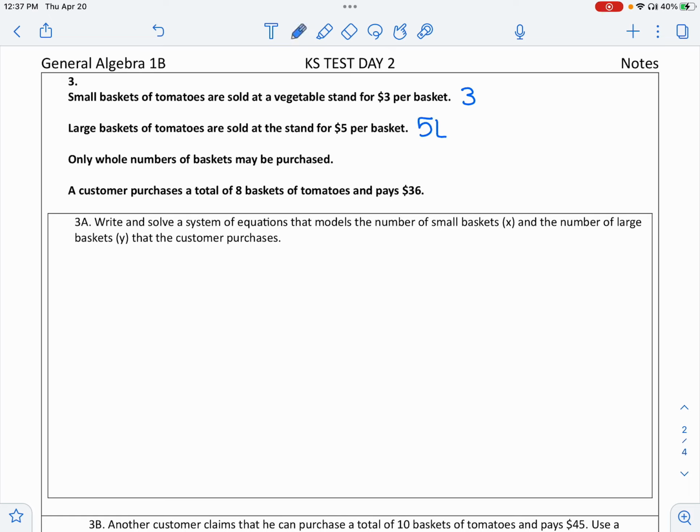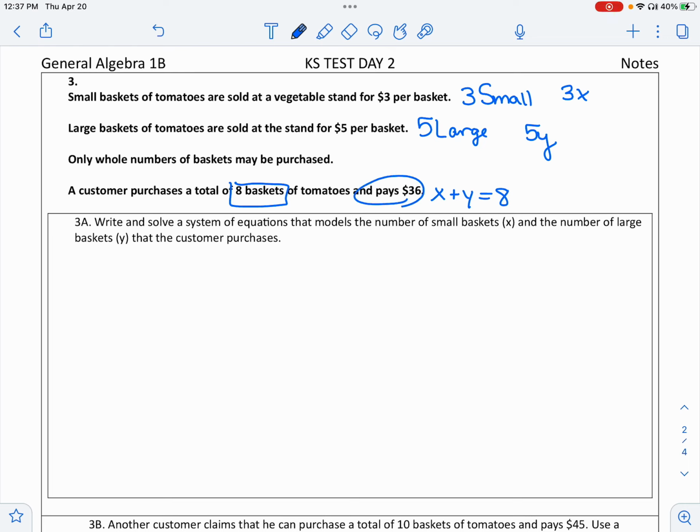So you know what I'm going to do is 3 for small. Maybe I'll just call that 3x. And 5 for large, I'm going to call that 5y. Only whole numbers of baskets can be purchased, so like 1, 2, 3, or 4. A customer purchases a total of 8 baskets, so that in and of itself is an equation. That's x plus y is 8, and pays a total of 36.